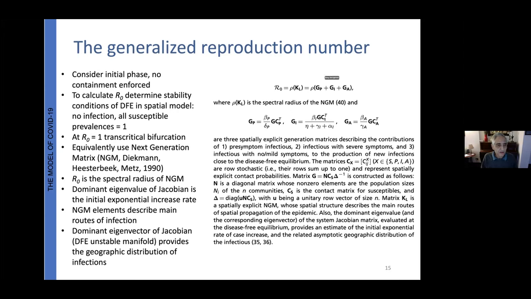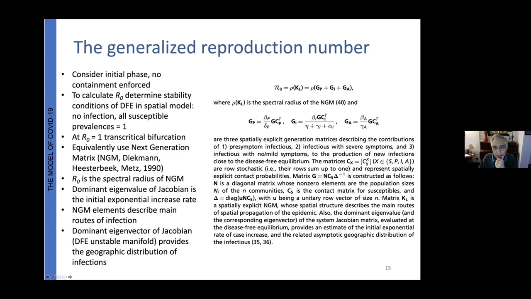Another equivalent way is to use the next generation matrix, which was introduced by Diekmann, Heesterbeek, and Metz. And one can show that R naught is the spectral radius of the next generation matrix. And in practice, this next generation matrix is actually built from the connection of the matrix C_S representing the contact probabilities. And then you can recognize some specific times. One divided by delta_P is the residence time in the pre-symptomatic compartment. One divided by eta plus gamma_A plus alpha is the residence time in the symptomatic infectious. And one divided by gamma_A is the residence time in the asymptomatic infectious.